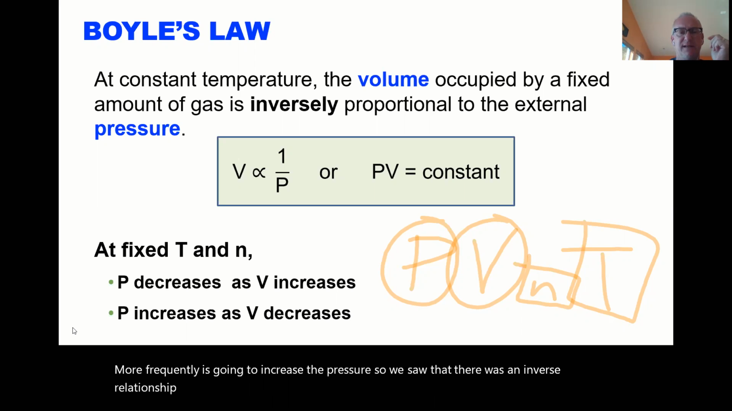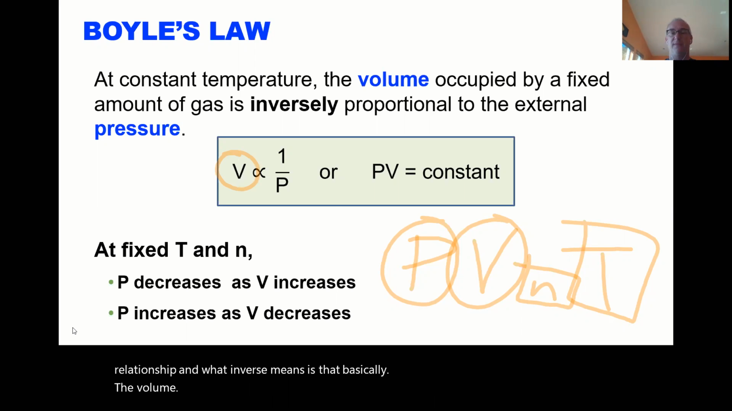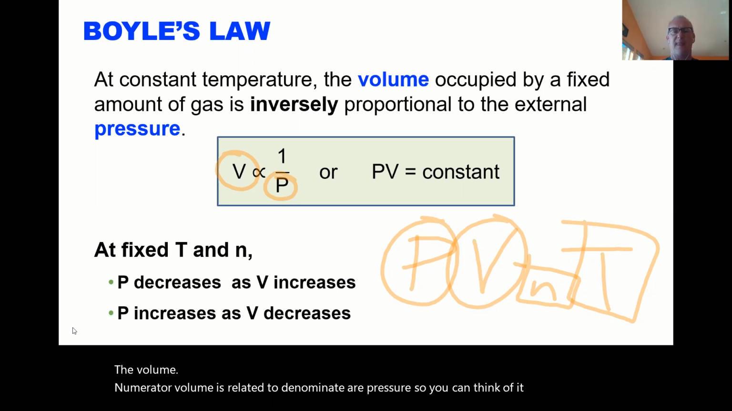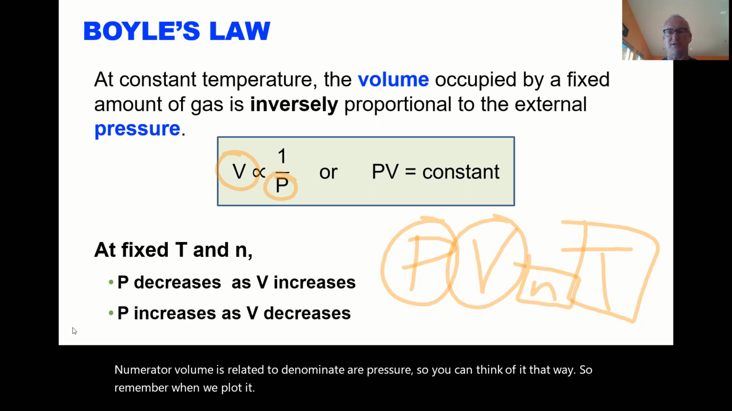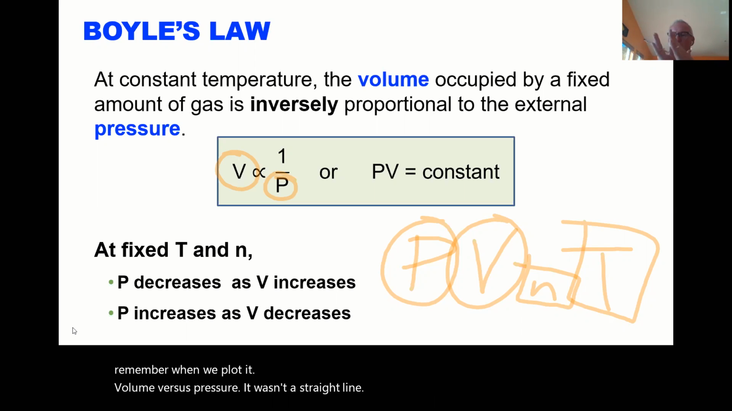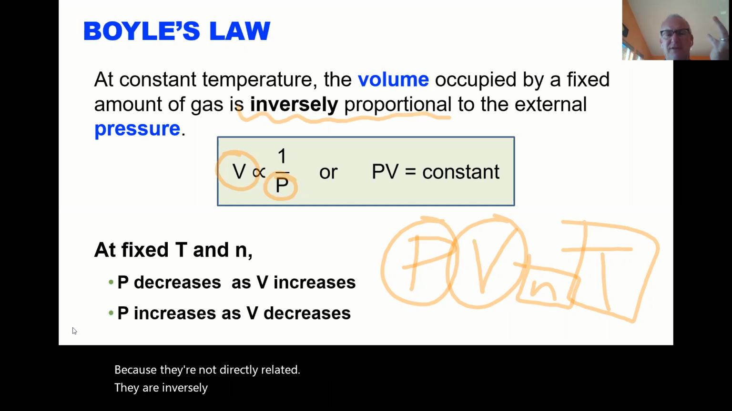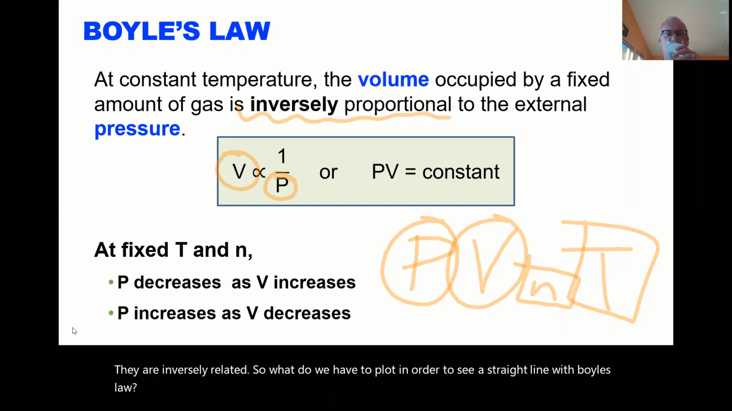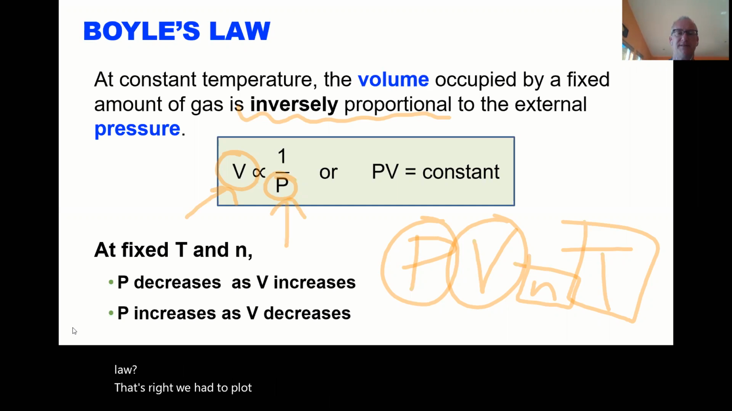What inverse means is that basically the numerator volume is related to the denominator pressure. You can think of it that way. So remember when we plotted volume versus pressure, it wasn't a straight line because they're not directly related. They're inversely related. So what do we have to plot in order to see a straight line with Boyle's law? Volume versus 1 over pressure. That's right. We had to plot this versus this.